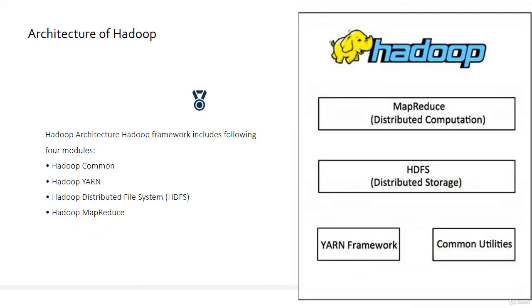Hadoop architecture framework includes four different modules. Hadoop Common: these are Java libraries and utilities required by other Hadoop modules. These libraries provide file system and OS level abstractions and contain the necessary Java files and scripts required to start up. Hadoop YARN: this is a framework for job scheduling and cluster resource management. HDFS or Hadoop Distributed File System provides high throughput access to application data. And Hadoop MapReduce: this is a YARN-based system for parallel processing of large datasets.